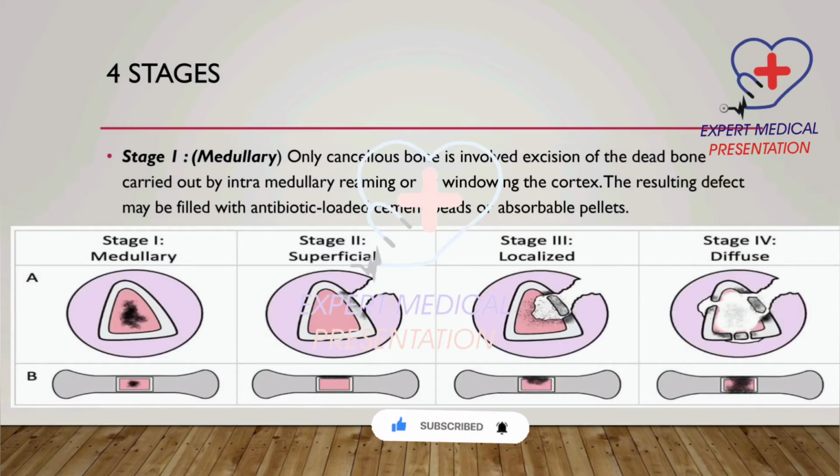4 stages. Stage 1, medullary, only cancellous bone is involved. Excision of the dead bone is carried out by intramedullary reaming or by windowing the cortex. The resulting defect may be filled with antibiotic-loaded cement beads or absorbable pellets.